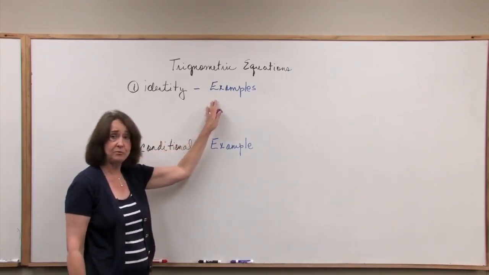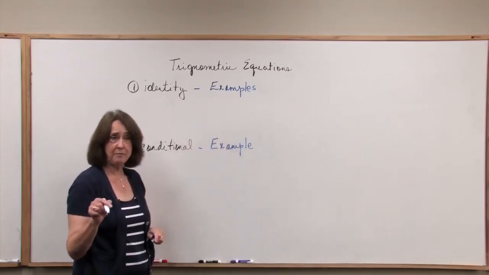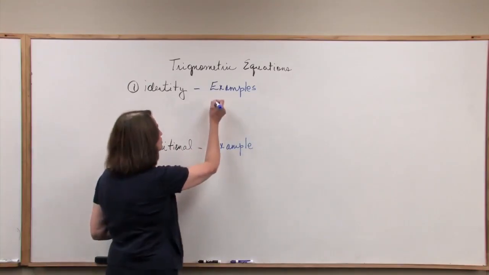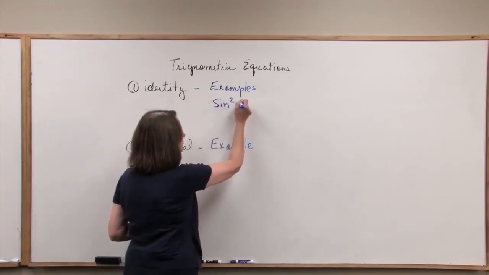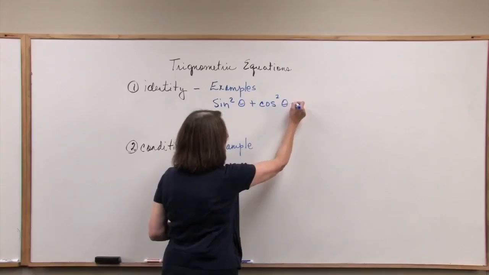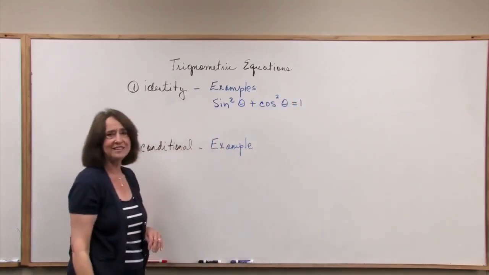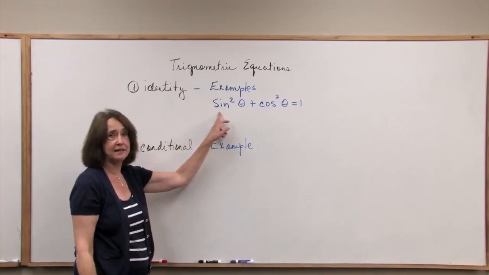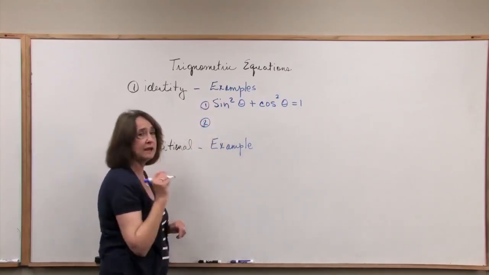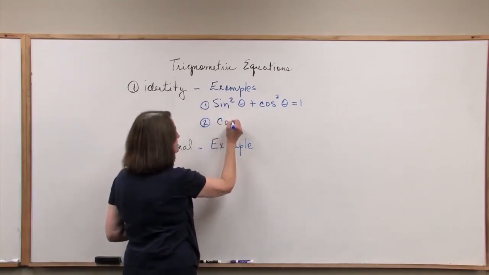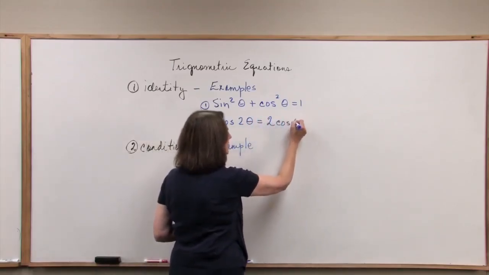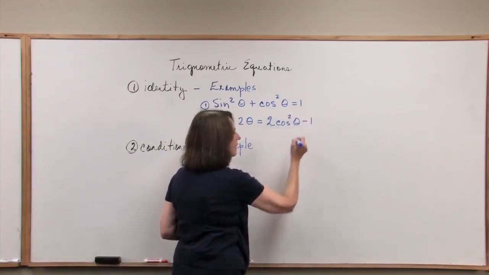Now I'm going to write two examples on the board, and I want you to be copying these because we're going to need them in some other examples. So the first one that you should recognize is the sine of theta squared plus the cosine of theta squared equals 1. This is our famous Pythagorean identity, and we will use it. The second one that I'm going to write here, be copying, remember, is the cosine of 2 theta equals 2 cosine of theta squared minus 1.